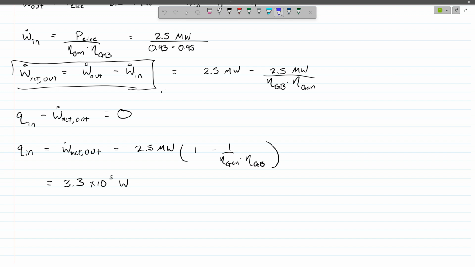So we've got about 330 kilowatts of power that is just being dissipated. That's the thermal energy being generated by the inefficiencies in our gearbox and our generator. So that's quite a bit, actually. That's almost a 400 horsepower heater, basically. So here's our solution to A.